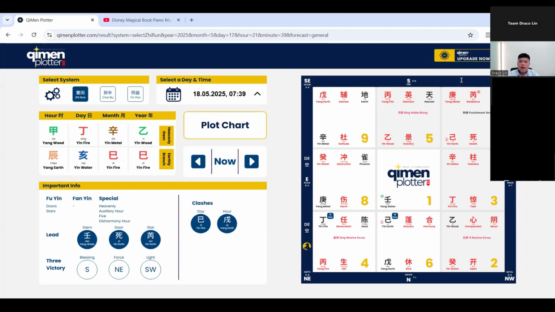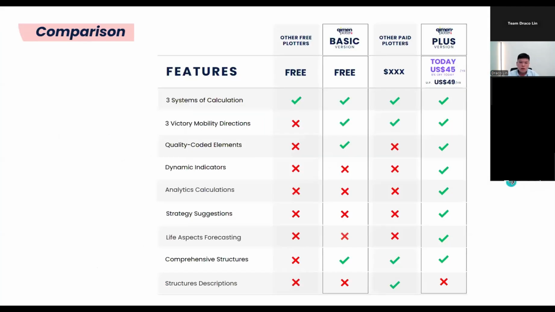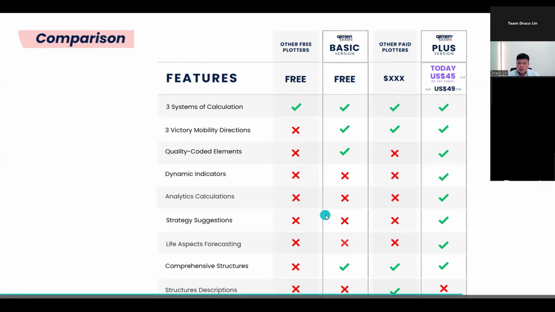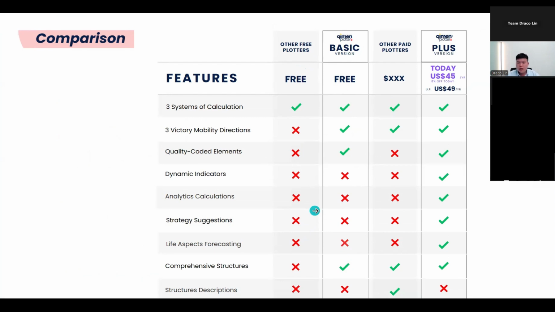All right, let me move back to my slides, and let me see if you have any more questions. Oh yeah, so this is the comparison, the different comparison. Some of you guys have been seeing this for the third time. If you guys are new, then this is something that maybe you can look at. Free plotters, which is free, versus our basic free. We have more things compared to the outside market. So maybe this is something you want to use for daily usage.